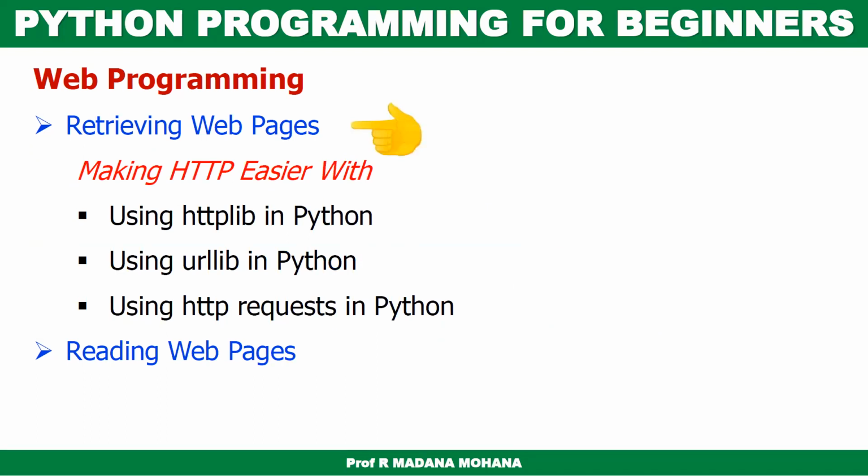In retrieving web pages, we will see how to make HTTP easier by using three popularly used libraries. One is the http library, the second is the urllib library, and the third is requests in Python. By using these three libraries, we can make HTTP easier for retrieving web pages. Finally, we will see how to read web pages. Let us see the libraries one by one with an example program demonstration.